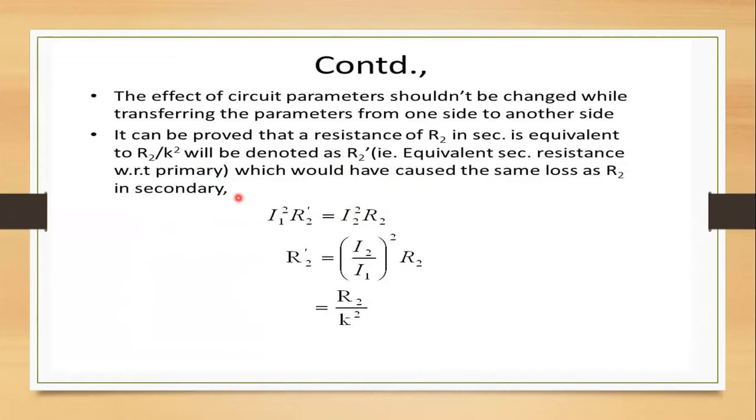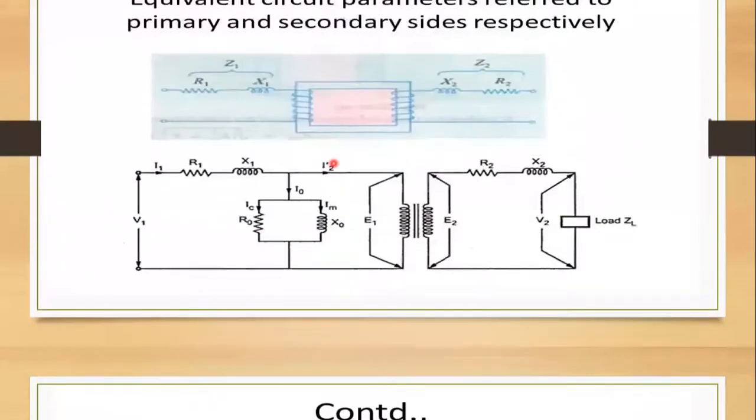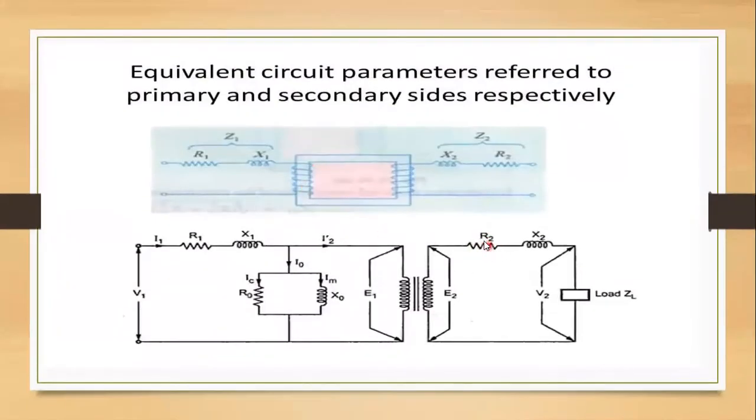Understood? So the losses are the same on both sides. These are the losses when the winding resistance of the secondary side is converted into the primary side. Whatever losses take place here, the same losses also take place there. That means the losses in the transformer core winding are not changing. Even if the winding resistance R2 is changed from the secondary side to the primary side, the losses are not changing.